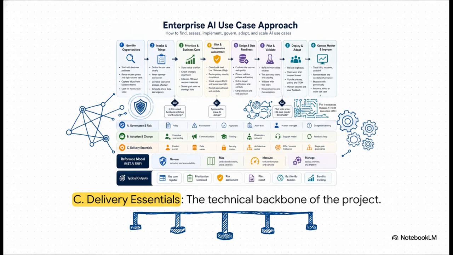And the third key is delivery essentials. This is the technical backbone of the entire project. We're talking about the constant behind-the-scenes stuff like figuring out data ownership, doing security reviews, and planning the architecture. It's not the flashy AI model itself, but it's the solid, secure, and scalable foundation that makes everything else possible.